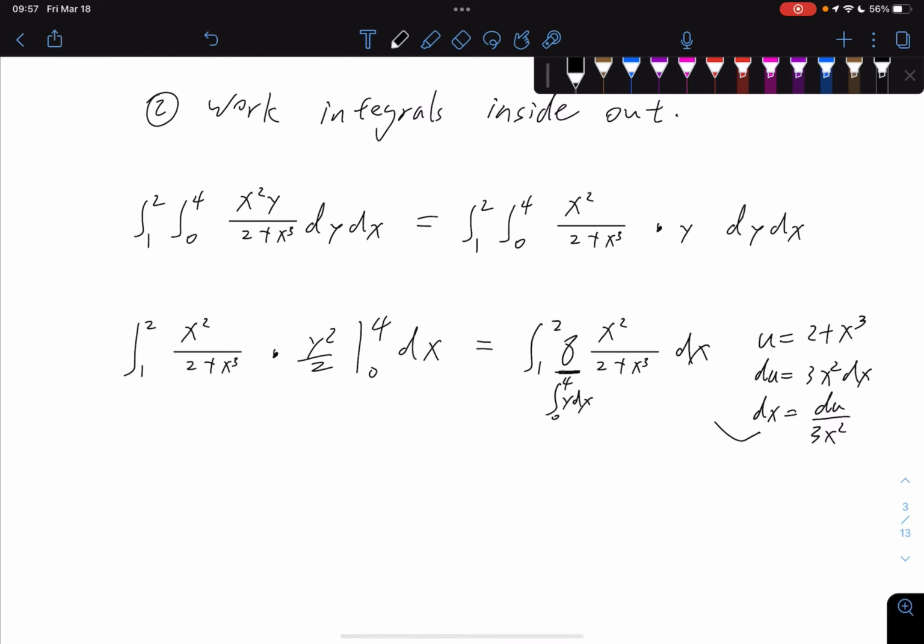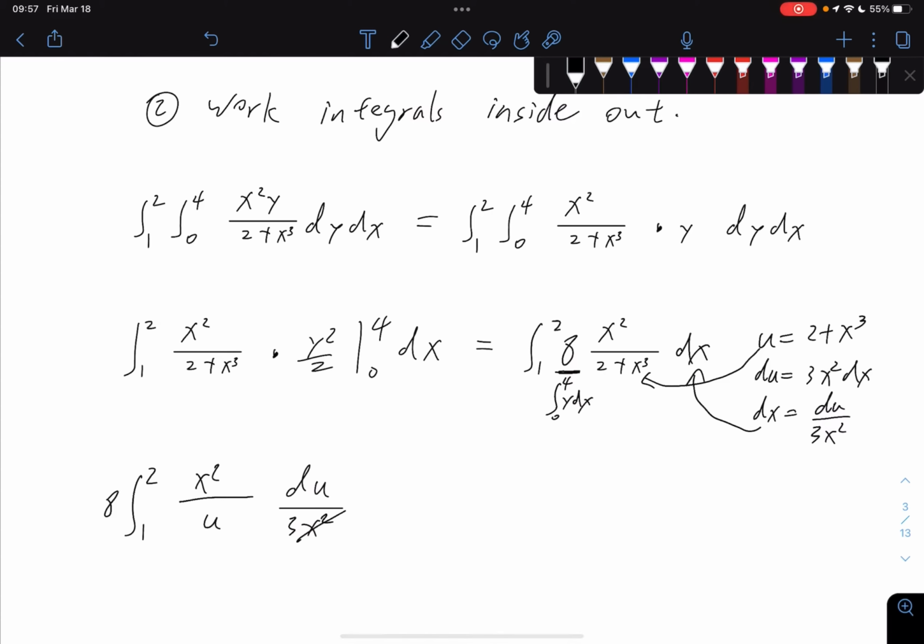So we are going to substitute this dx right here, and then we're going to substitute dx over here, and we're going to substitute the u over here. I think everybody's following, right? So 1 over 2, I'm moving the constant out. So that's x again, right? So I'm moving x squared over 2 plus x cubed. That is just u, du over 3x squared.